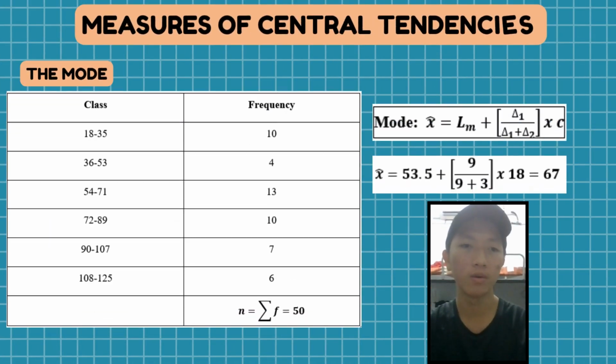Next is the mode. To get the mode, we take the class with the highest frequency count, together with the class size and so on. This is the equation of the mode. Before we calculate it, we have to get the lower boundary, which is 53.5, the class width, which is 18, and d1 is 9 and d2 is 3. After calculating, the value of the mode is 67.